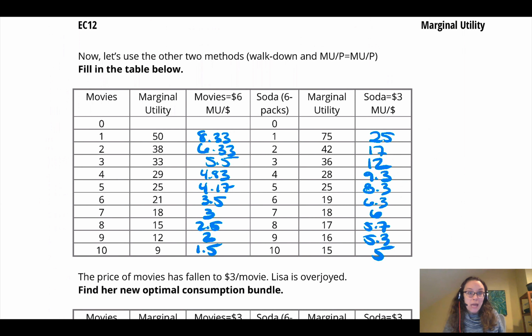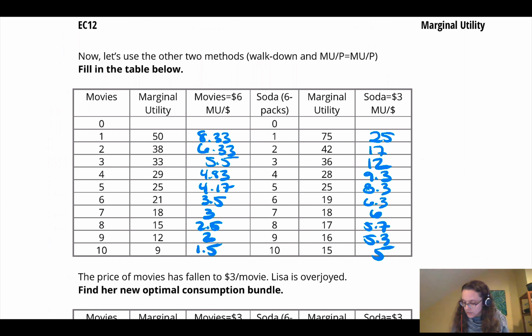All right, so now that we've got these marginal utility per dollars worked out, we can use the walk down method to figure out what is the best way to spend all of our money. So looking at these choices, we can see that right off the bat, we're going to want to spend our initial money on soda because it's going to give us the best bang for our buck, or the most utility per dollar we spend, really until we get down to the fifth one, in which case then we're going to jump over here, and then we're going to swing back over here, and then we're going to keep going, right?